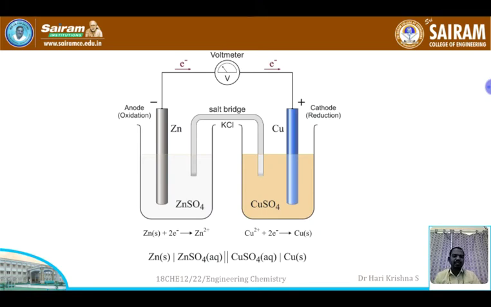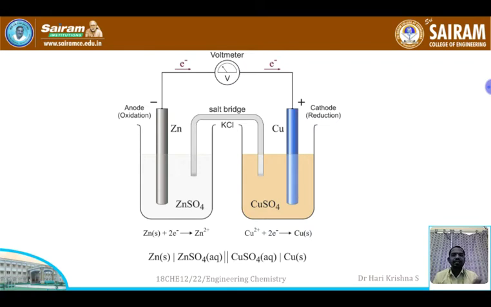So the best example for a galvanic cell is our Daniel cell. The Daniel cell is made up of two half cells. What do you mean by half cell? A metal dipped in its own salt solution is called a half cell. We have two half cells, one is the zinc half cell, the other is the copper half cell. When these two half cells are coupled with a salt bridge and connected with a voltmeter, the zinc dipped in zinc sulfate acts as one half cell, and copper dipped in copper sulfate acts as the other half cell.